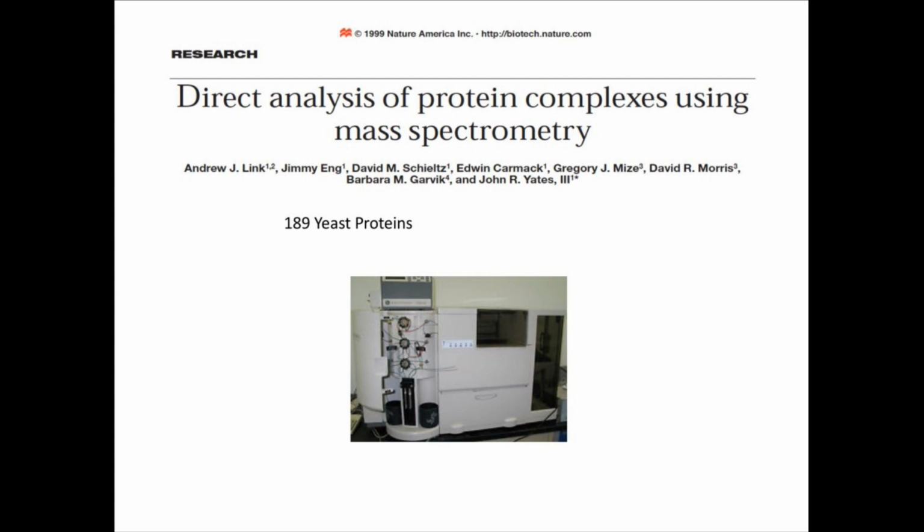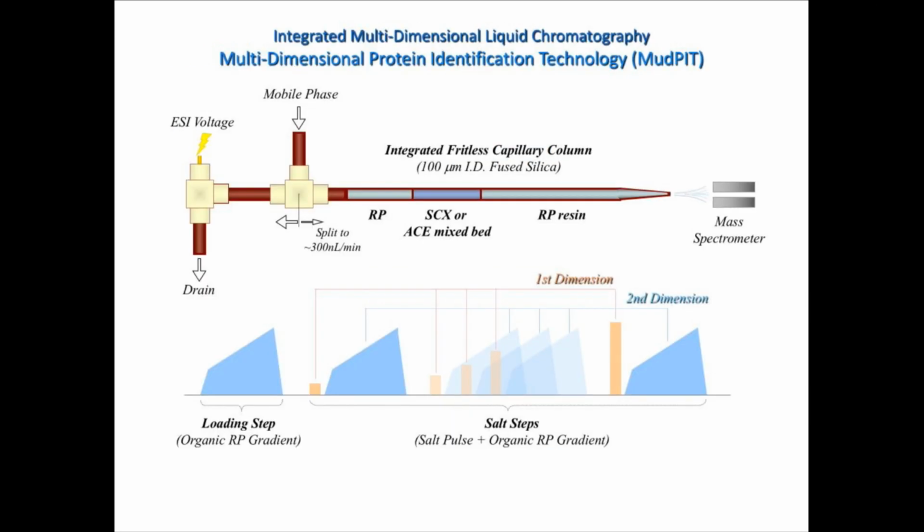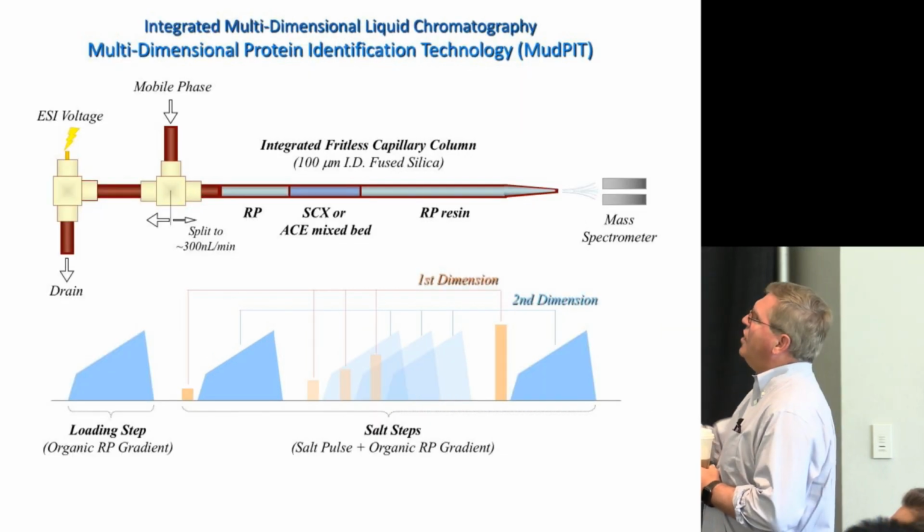But this used large-scale columns. These were 300 micron columns or something like that. So they were actually quite big. And so we developed what became known as MudPIT in a 100 micron fused silica column as a way to scale down separations and flow rates and try to improve analysis.